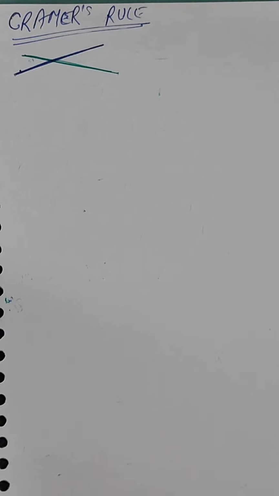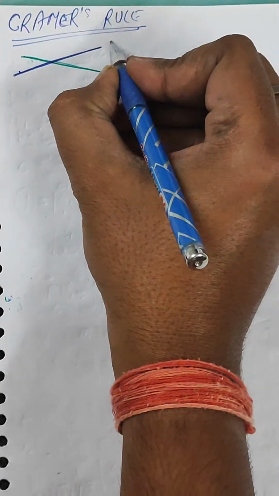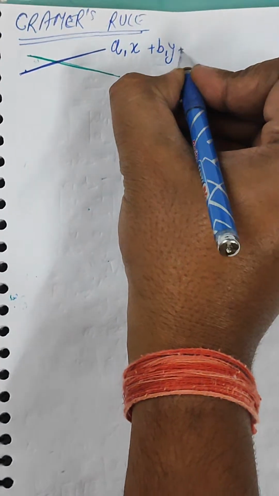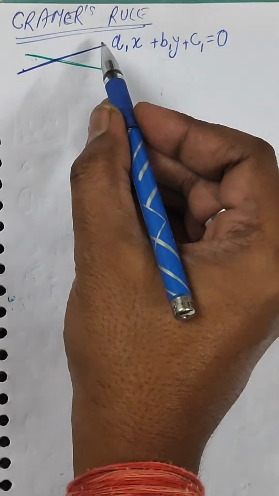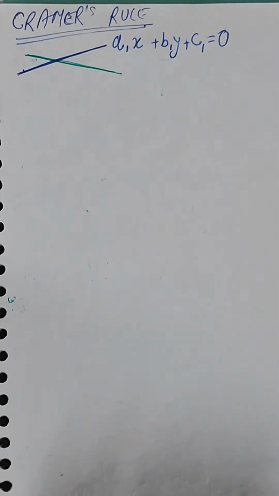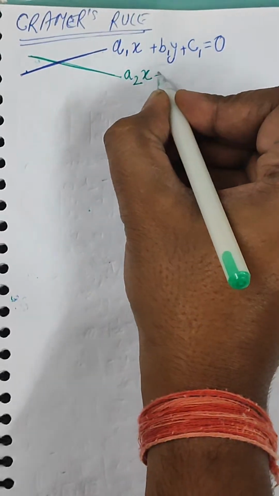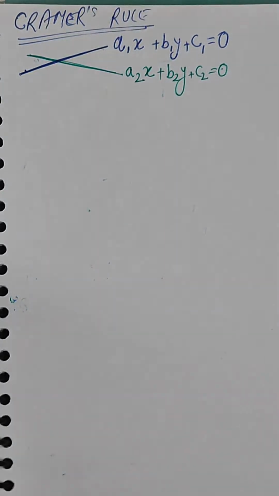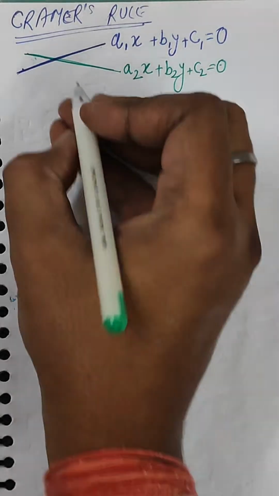Then these two straight lines have the equations a1x plus b1y plus c1 equal to 0. If this is the equation of this line and the second line has the equation a2x plus b2y plus c2 equal to 0, then what Cramer's rule says is that by using the determinant format we can find out the point of intersection.